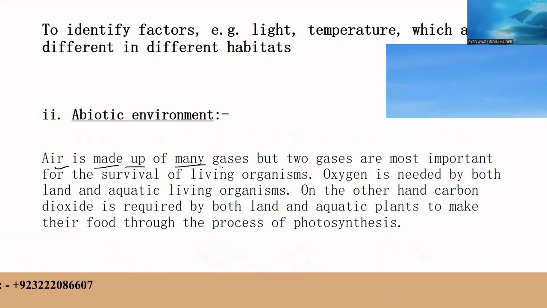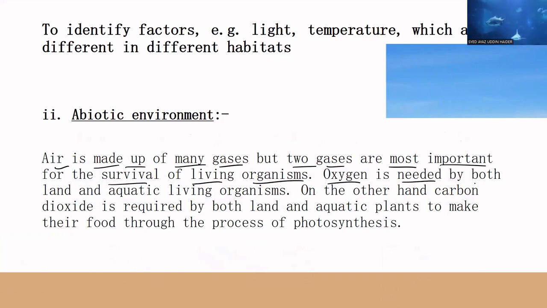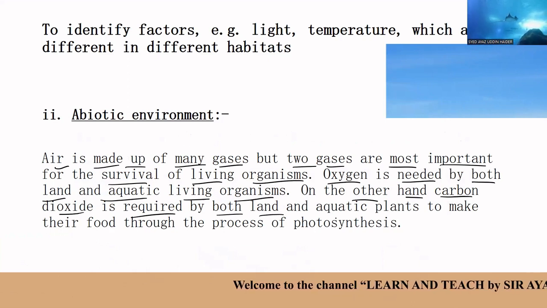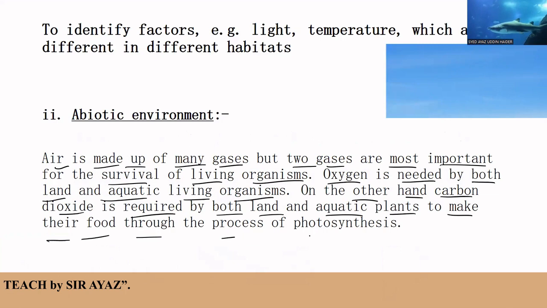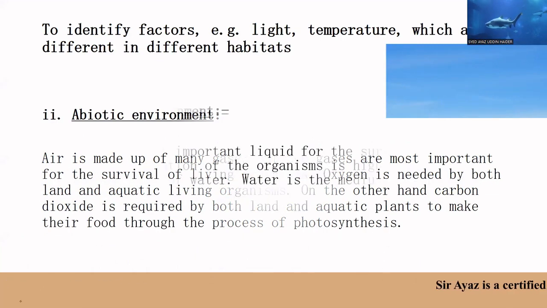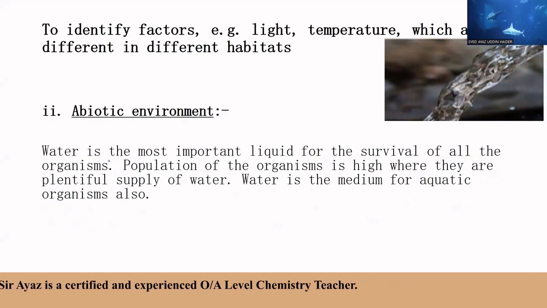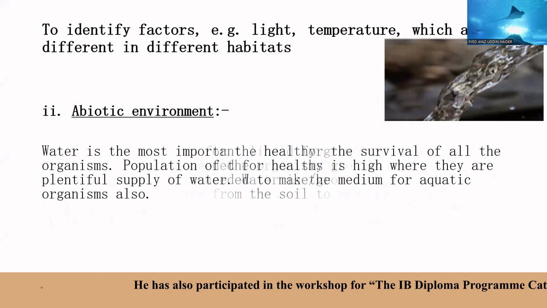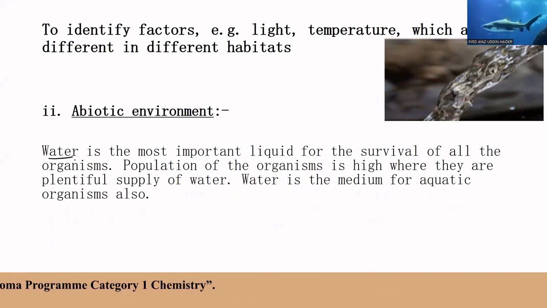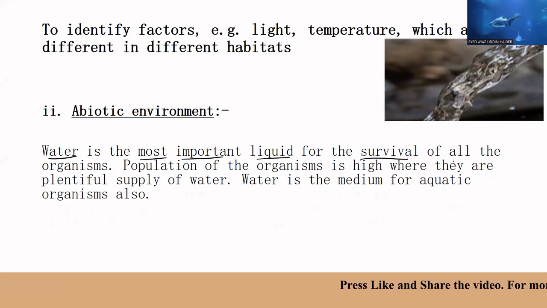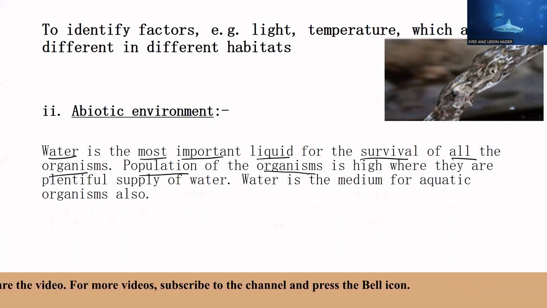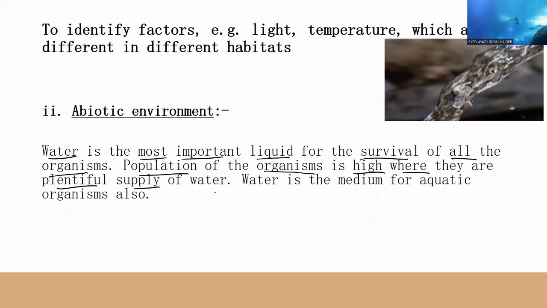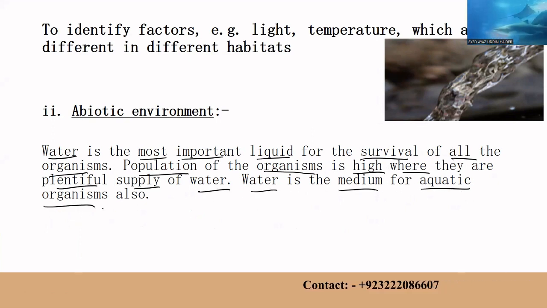Air is made up of many gases, but two gases are most important for the survival of living organisms. Oxygen is needed by both land and aquatic living organisms. On the other hand, carbon dioxide is required by both land and aquatic plants to make their food through the process of photosynthesis. Water. Water is the most important liquid for the survival of all the organisms. Population of the organisms is high where there is plentiful supply of water. Water is the medium for aquatic organisms also.